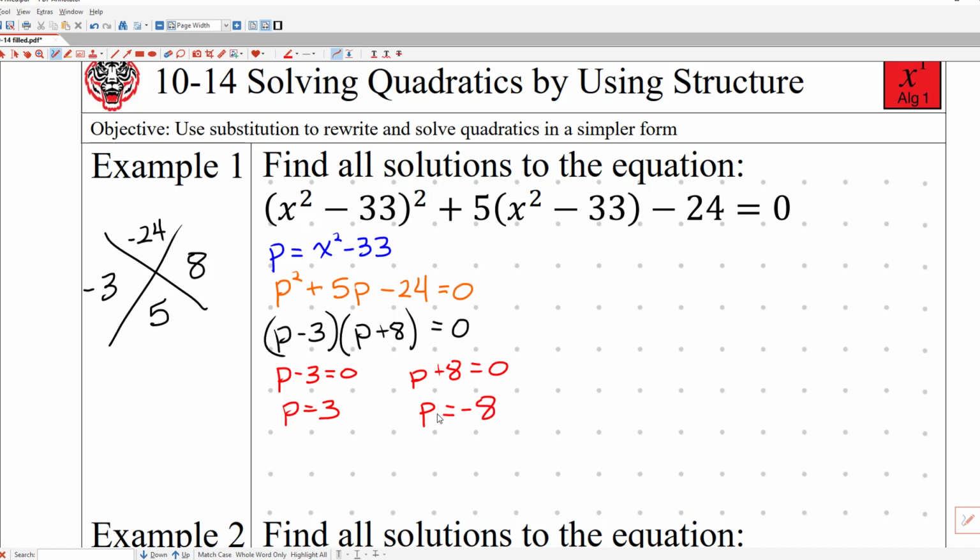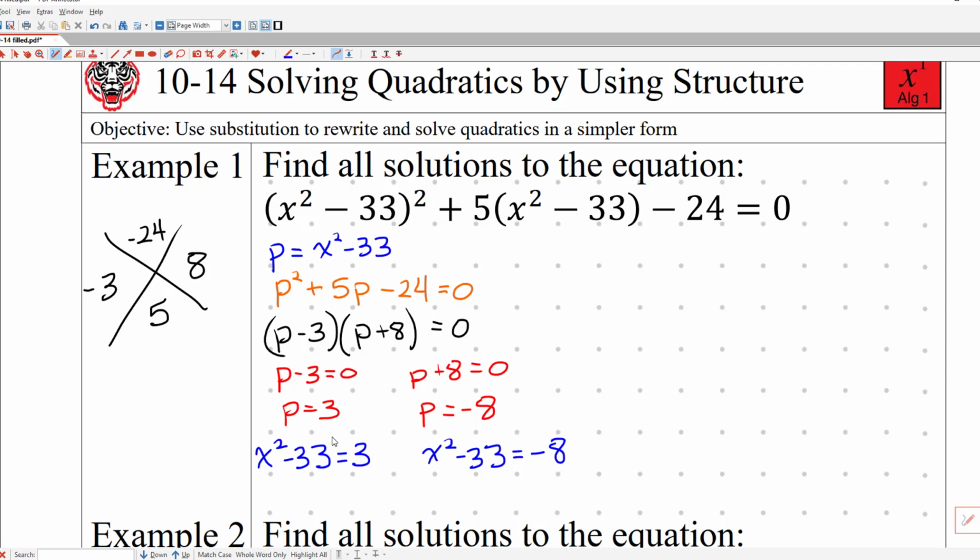And you would think you're done, but now you have to go back and say, okay, well, what is p? This p and this p are the same p, which means I'm going to plug this x squared minus 33 into that variable p to do an additional last step. So what does that look like? Well, now I say that this x squared minus 33 is equal to 3. And similarly over here I have x squared minus 33 is equal to negative 8.